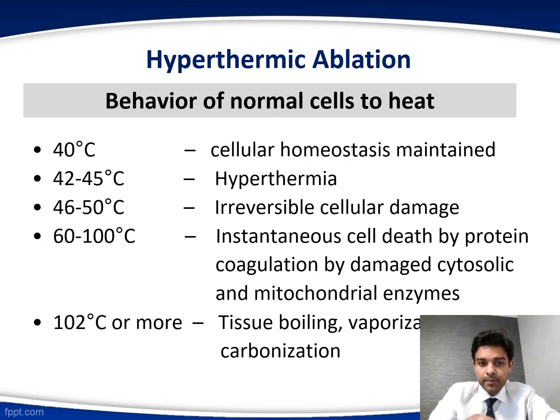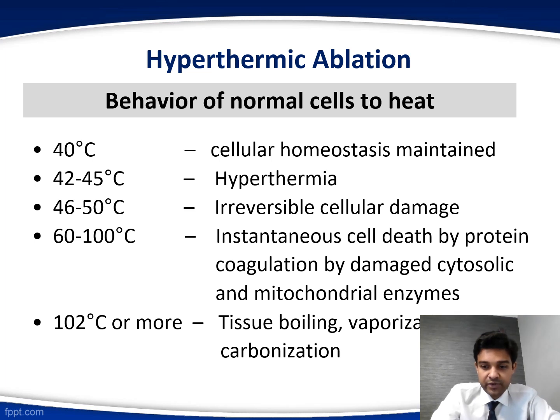I would like to give you a small preview on how normal cells behave to heat. At 40 degrees Celsius, cells are more susceptible to heat and cellular homeostasis is maintained. What is homeostasis? It's the tendency of the cell to resist changes in order to maintain stable environment. So from 42 to 45 degrees Celsius, hyperthermia takes place. Now hyperthermia is where the heat regulating mechanism fails in the cell, and therefore it results in the abnormal increase in body temperature.